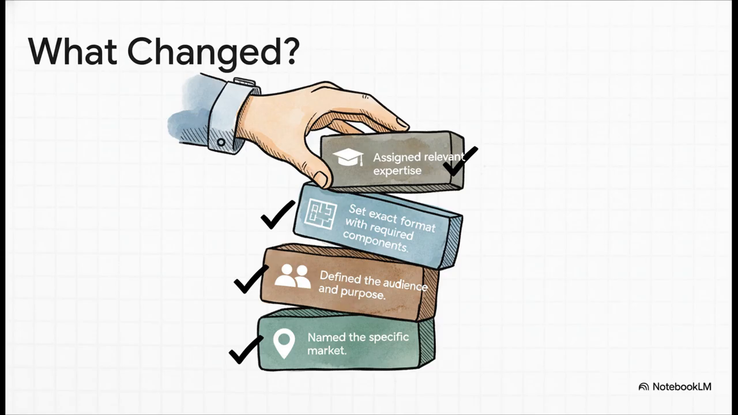So how did we do that? How did we get from that useless prompt to this powerhouse? It wasn't magic, it was just the method. Let's break it down. A specific market was named, right? The audience and purpose were defined. We dictated the exact format and the required components, and we assigned it a relevant expert role. Each one of those building blocks from the CLEAR framework came together to create an instruction that guarantees a valuable result.